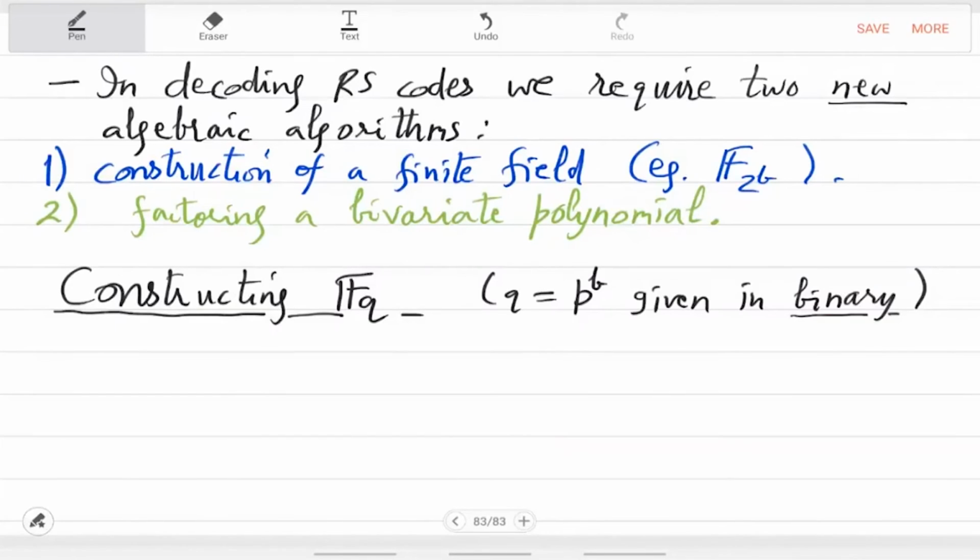You could do it by brute force, but then the time you will spend is Q. And since the input is given in binary, Q is exponentially large. When B crosses 50, then this number is actually more than 2 raised to 50, and very quickly it becomes infeasible to actually go over all degree B polynomials with coefficients 0 to p minus 1, right? That is truly an exponential space as B grows.